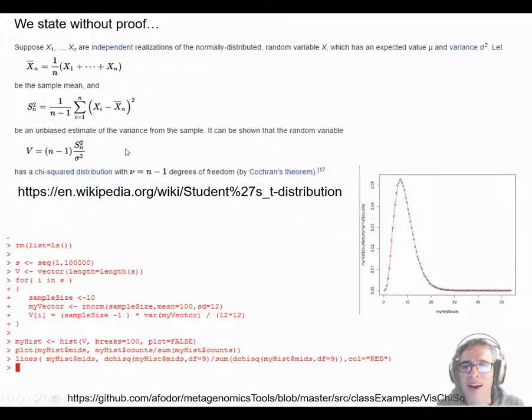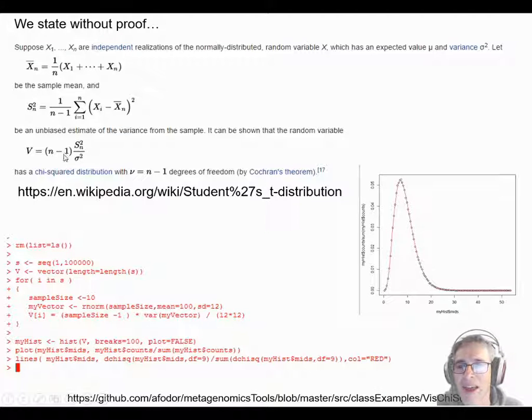I'm going to need to rely on smart people to tell us one thing. There's a proof of this that you can follow on the wiki. But what I'm going to argue is that there's this random variable v, right? This random variable v is chi-square distributed with n minus 1 degrees of freedom. This is what we're stating with that proof.